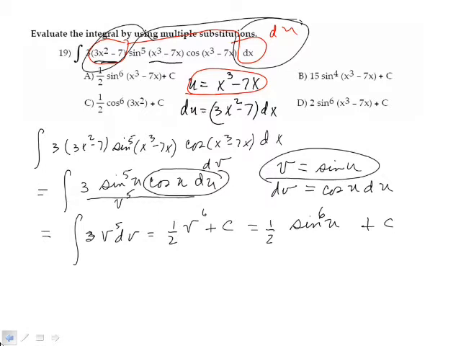But u, you recall, is x cubed minus 7x. And so we get a final answer of 1/2 sine to the sixth power of x cubed minus 7x plus a constant. And that answer is A.